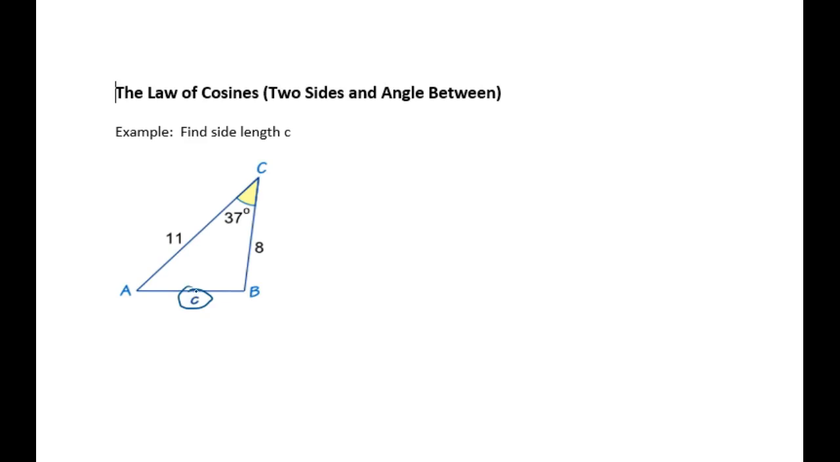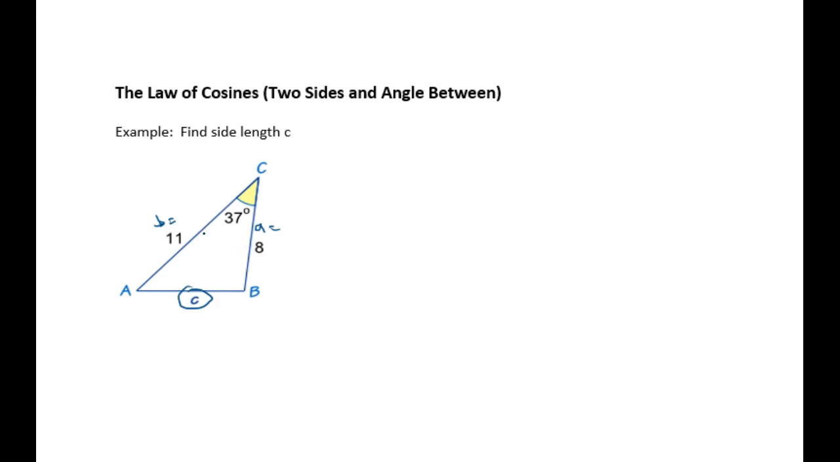So what are we given in the question? We're given side A is 8, and we're given side B is 11. And we're given the angle in between those two sides. So we're not given side C. So we notice we don't have a perfect pair, so we can't actually apply sine law in this case.